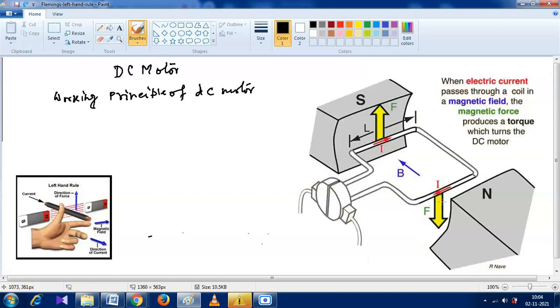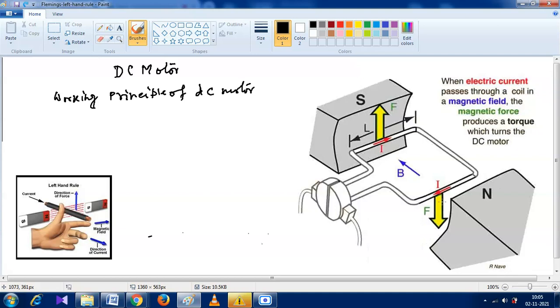Based on that theory, we can see the direction of the force. The direction of force on two sides of a coil is denoted by this yellow arrow. We can easily see that if two forces act on the same body with some distance between them, then a torque is produced on that object. Here, a coil, that means there is a torque produced on that coil.